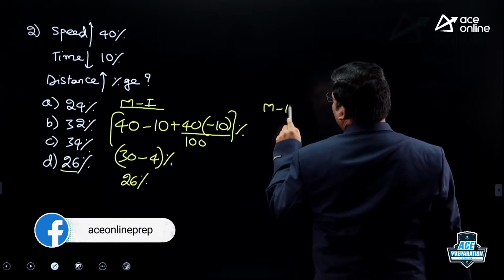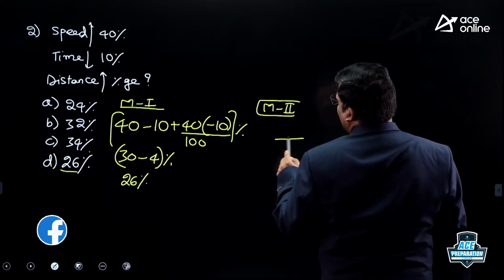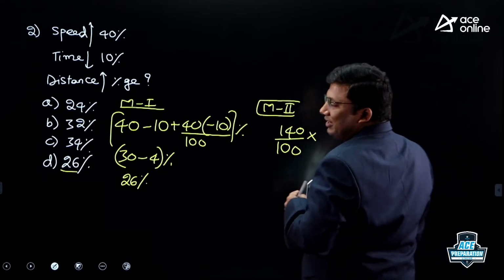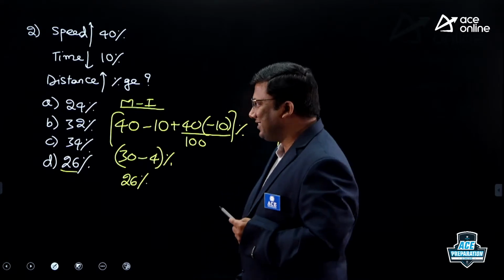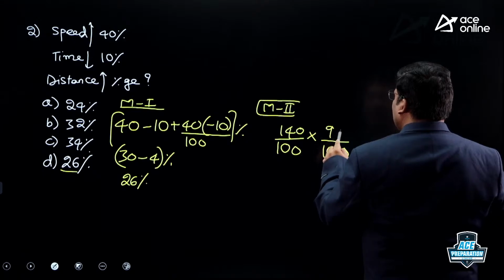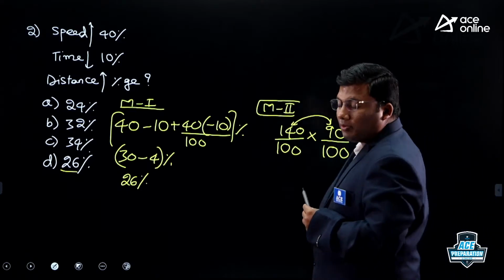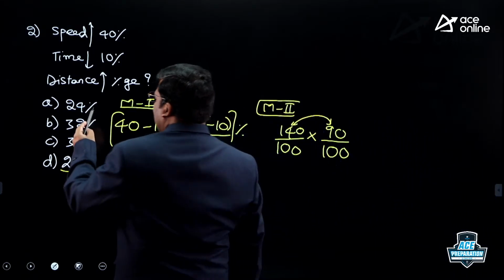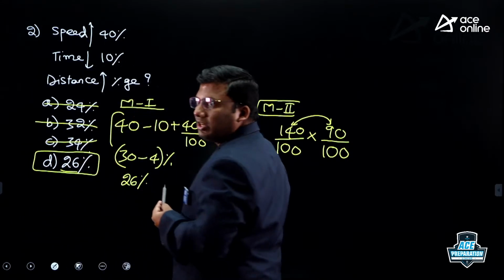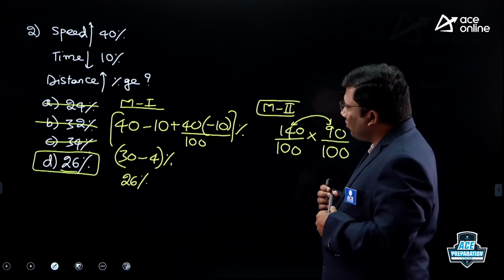Method 2. Listen carefully, sir. 40% on 100 increase makes it 140. Are you all with me? Time decreases by 10%, so on 100 it becomes 90. 9 times 4 is 36. Answer, rightmost non-zero digit should be 6. You don't need to do anything else. The answer for this question is 26. 4 times 9 is 36, the rightmost digit will be 6.